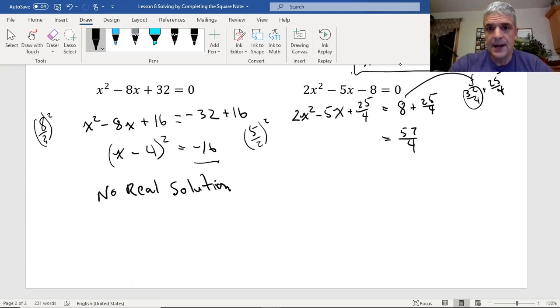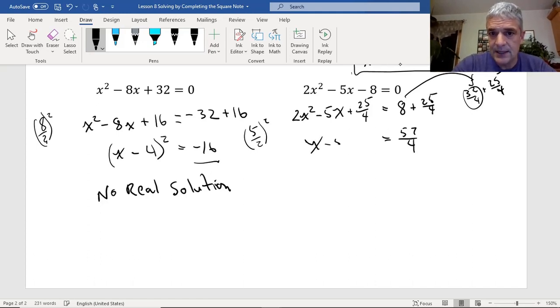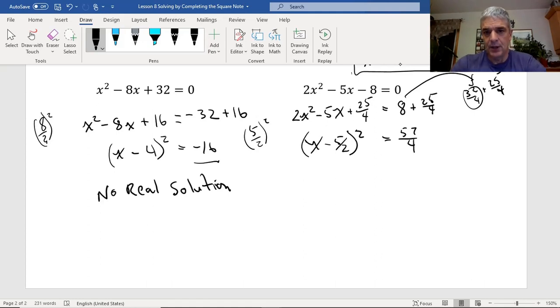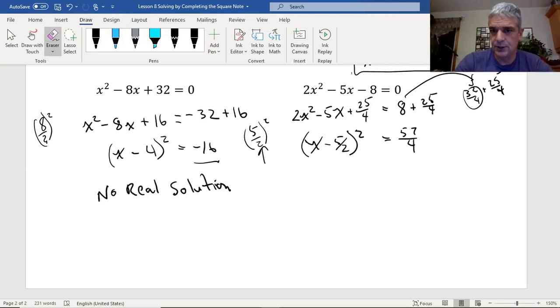And then over on this side, I end up with x minus 5 over 2 squared, because I'm going to take it into its perfect square form. And remember, the b value divided by 2 will always be what goes here, or the square root of this number. Oh, I screwed up. My bad. Got to go back. I hate it when the teacher screws up.